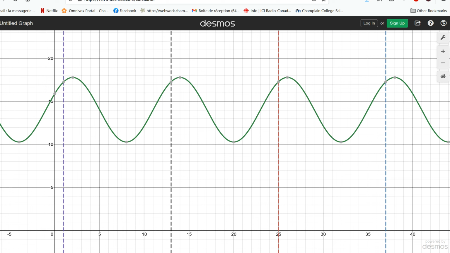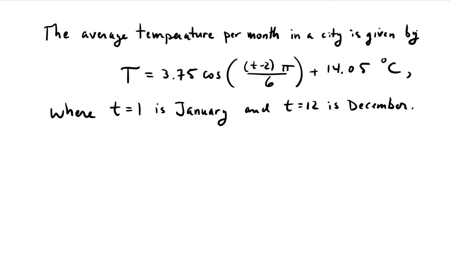Note also there are some months where the average temperature is the largest, here. Some months where it's the lowest, clearly. And there are some months where it's just some other temperature. So we're going to look at questions where we investigate all those. Even though on the graph it appears the period is 12, can we recover that from the formula given to us? So, question.